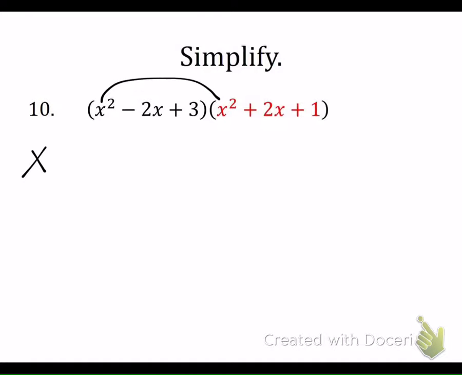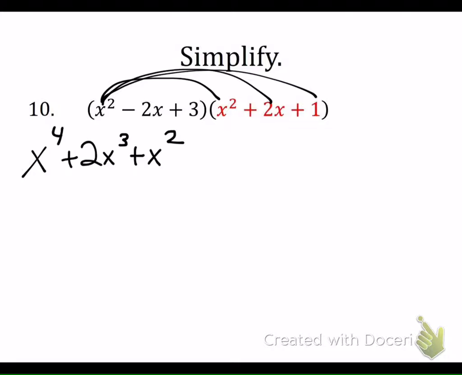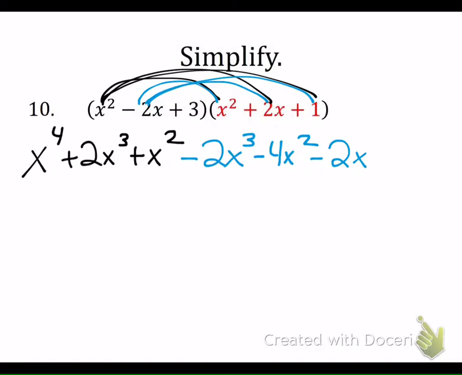What do we get? X to the 4 plus 2x to the cube. Well, x to the second. Good. Negative 2 minus 2 to the third. Good. Minus 4x to the second. Good. Minus 2x. Perfect. Okay. We got one more. 3x squared. 3x something. Squared. More than 3x squared.